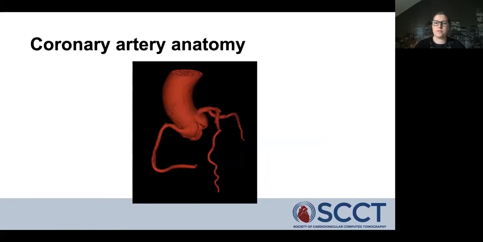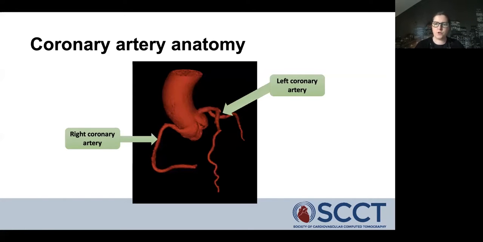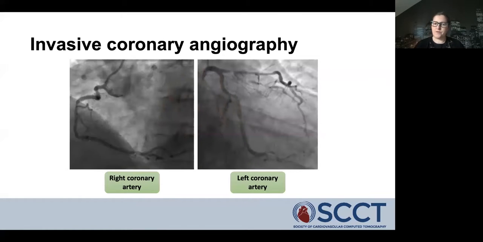So we've got two main coronary arteries: the right coronary artery and the left coronary artery, and they both arise from the aorta. The left coronary artery is predominantly on the left side, but the right is more anterior and towards the front than necessarily on the right side strictly. So we'll go through these in a little bit more detail. Here we've got the angiographic views, which nicely show the right coronary artery and the left coronary artery.